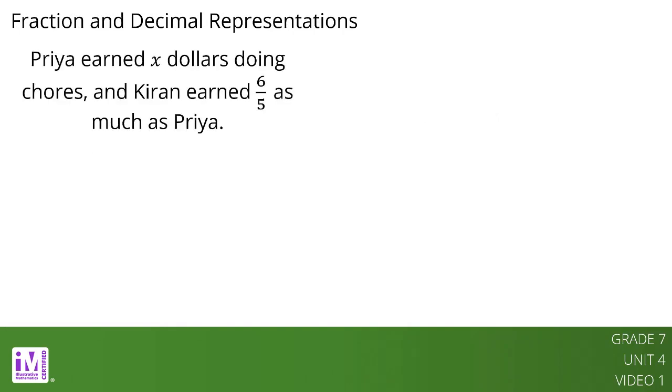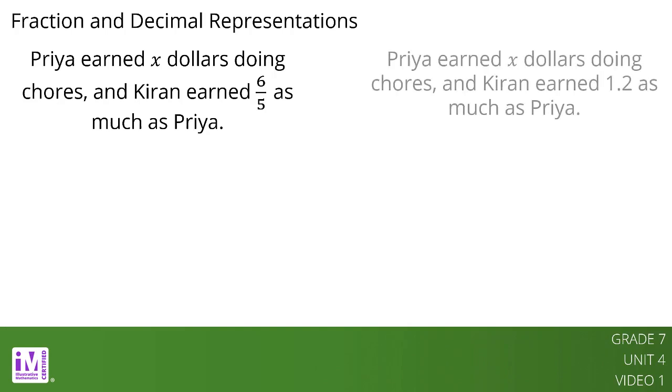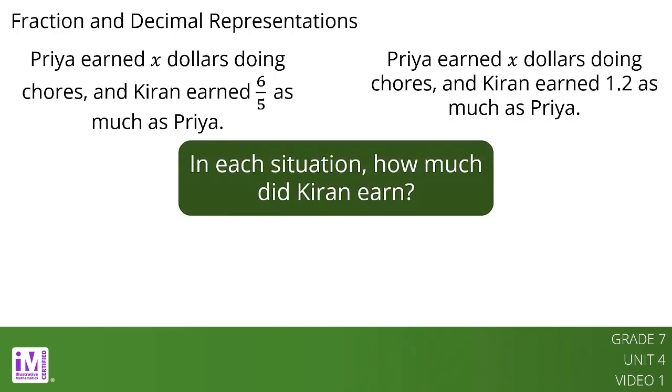Priya earned X dollars doing chores, and Kiran earned 6/5 as much as Priya. Priya earned X dollars doing chores, and Kiran earned 1.2 times as much as Priya. In each situation, how much did Kiran earn?